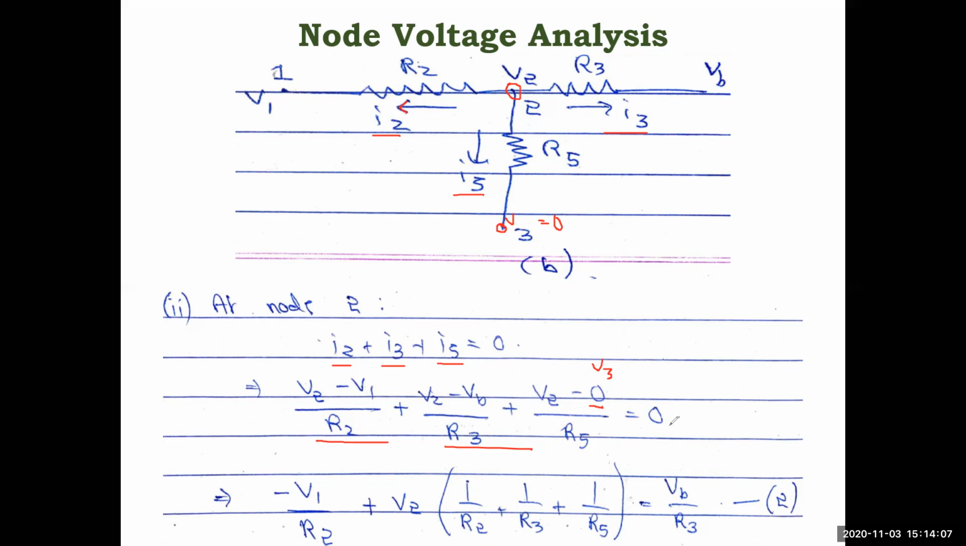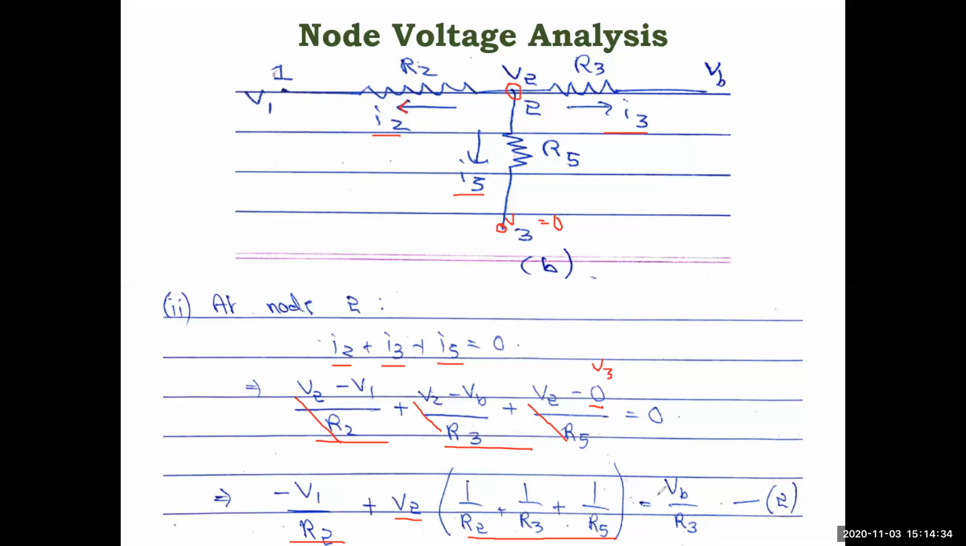Now in the same way you simplify. So you have only one V1 term, minus V1 by R2, that is written over here. And there are three V2 terms. If you group that, what you will get is 1 by R2 plus 1 by R3 plus 1 by R5, into V2. V2 is common. And if you take the constant voltage outside, minus VB by R3, take it to the right side, you'll have plus VB by R3.